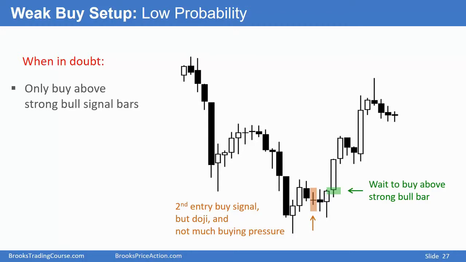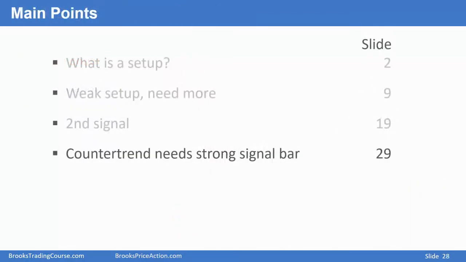You enter with a stop just above the high of that bar and protective stop below, and you catch the swing up. Whenever you're trading against a trend, it's always better to have a strong signal bar in your direction.